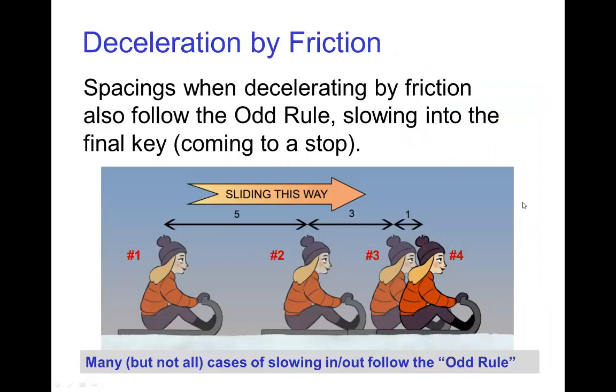Finally, the odd rule also applies in many cases when something is slowing in. When friction is slowing the motion, then usually slowing in and coming to a stop also follows the odd rule. In later tutorials, we'll see lots of examples where slowing in and slowing out follows the odd rule. Essentially, whenever the acceleration is constant and whenever forces are constant, then slowing in and slowing out follow the odd rule.